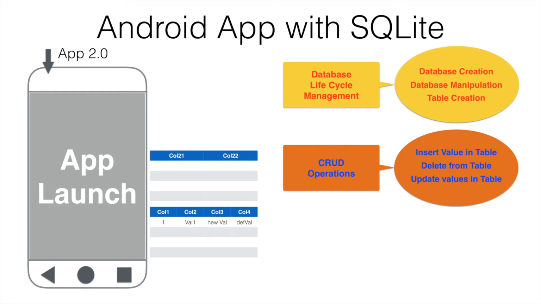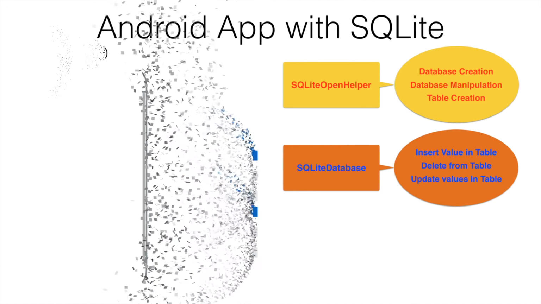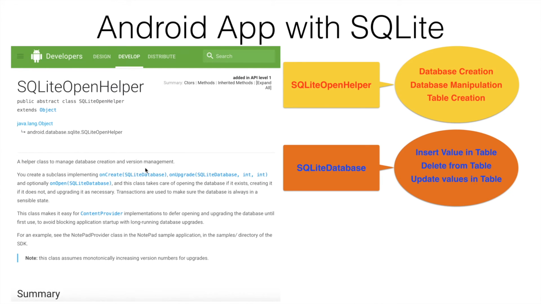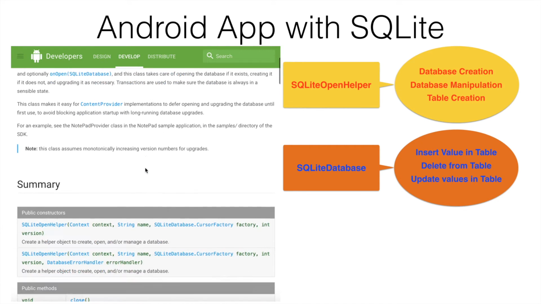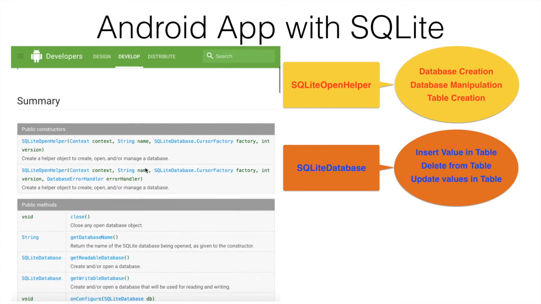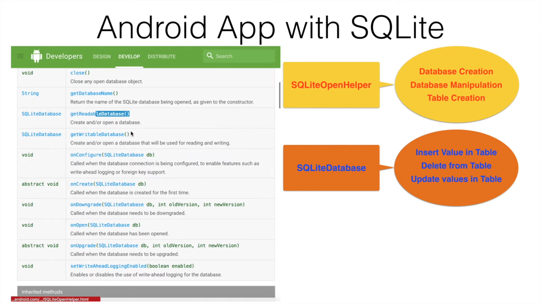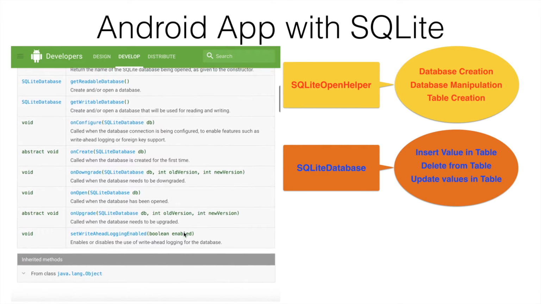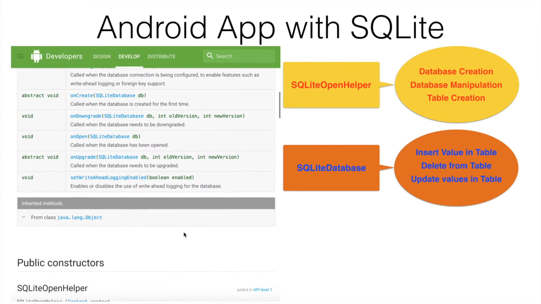Now, to do the database lifecycle management, we will utilize an API called the SQLiteOpenHelper class, and the CRUD operations are supported through SQLiteDatabase. If you do a quick lookup on the Android documentation about the SQLiteOpenHelper class, you will see that it has some methods like getReadableDatabase, getWritableDatabase, and some callback methods like onConfigure, onCreate, onUpgrade, onOpen, onDowngrade. You can utilize these methods to basically manage the database lifecycle.